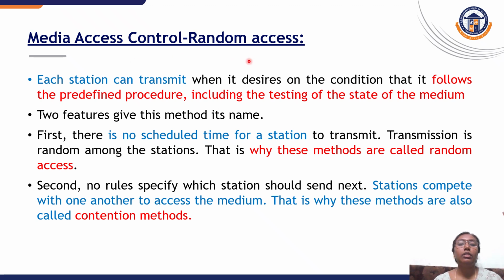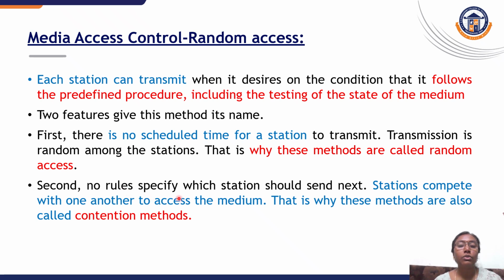Media access control is otherwise called random access. Each station can transmit when it desires. It follows a certain procedure, including testing of the state of the medium. These two features give the name random access. First, there is no scheduled time for the station to transmit. So it randomly accesses the medium, and if it finds it idle, it can send the data. That is why it is called random access.